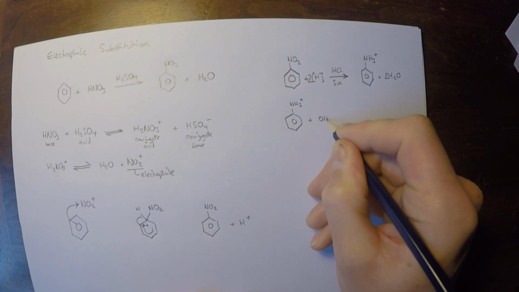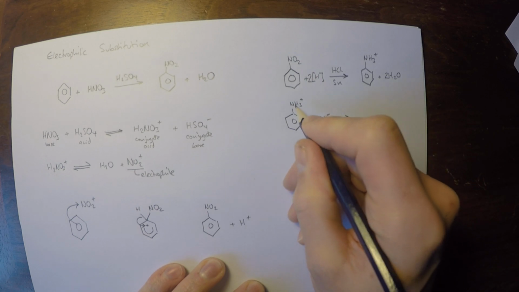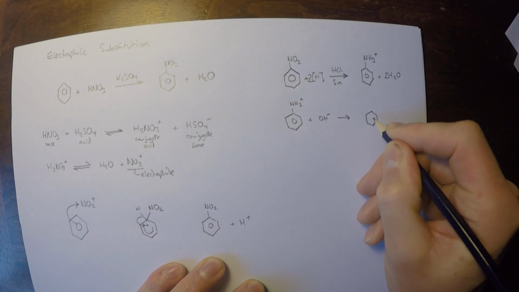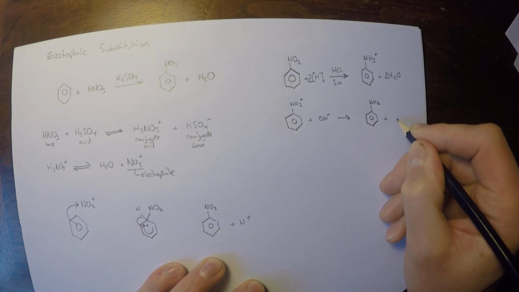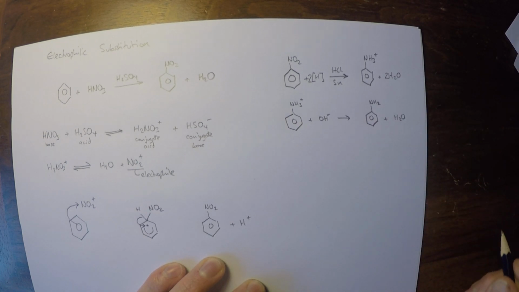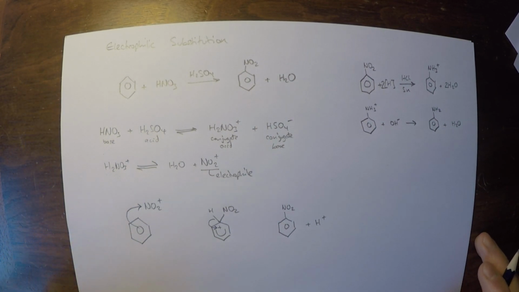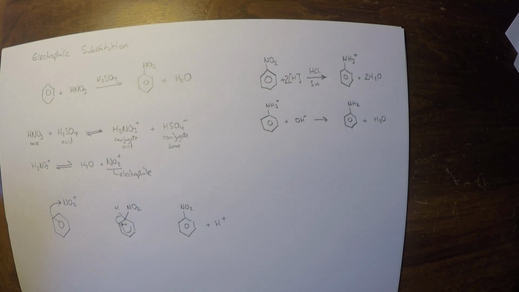The second step of this process involves removing the excess proton in the phenyl ammonium ion using a strong base, so for example sodium hydroxide or potassium hydroxide, and this will remove one of these protons, producing our final product, phenylamine and water. Okay, so here we have the electrophilic substitution of benzene to make nitrobenzene, and then the reduction of nitrobenzene to make phenylamine.